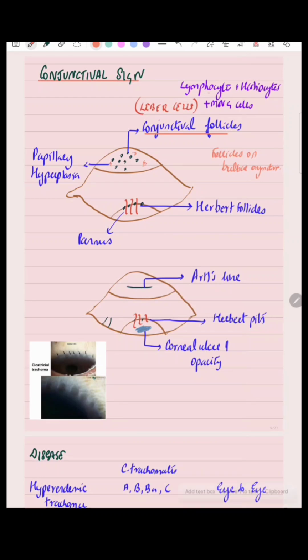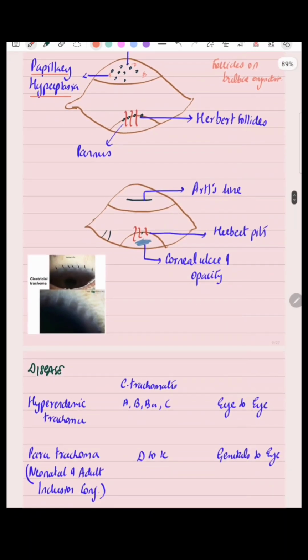Follicles are aggregations of lymphocytes, histiocytes and multinucleated cells, that is the Leber cells. Papillary hyperplasia can be seen. Then the linear scar in the sulcus subtarsalis is known as Arlt's line.